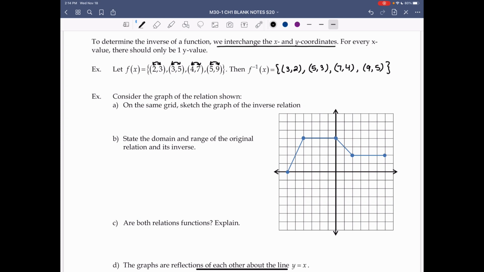And we see that each of our x values, 3, 5, 7, and 9, only has one y value. Obviously, since none of our x values repeats, it's only going to have one y value. So that means it is a function.